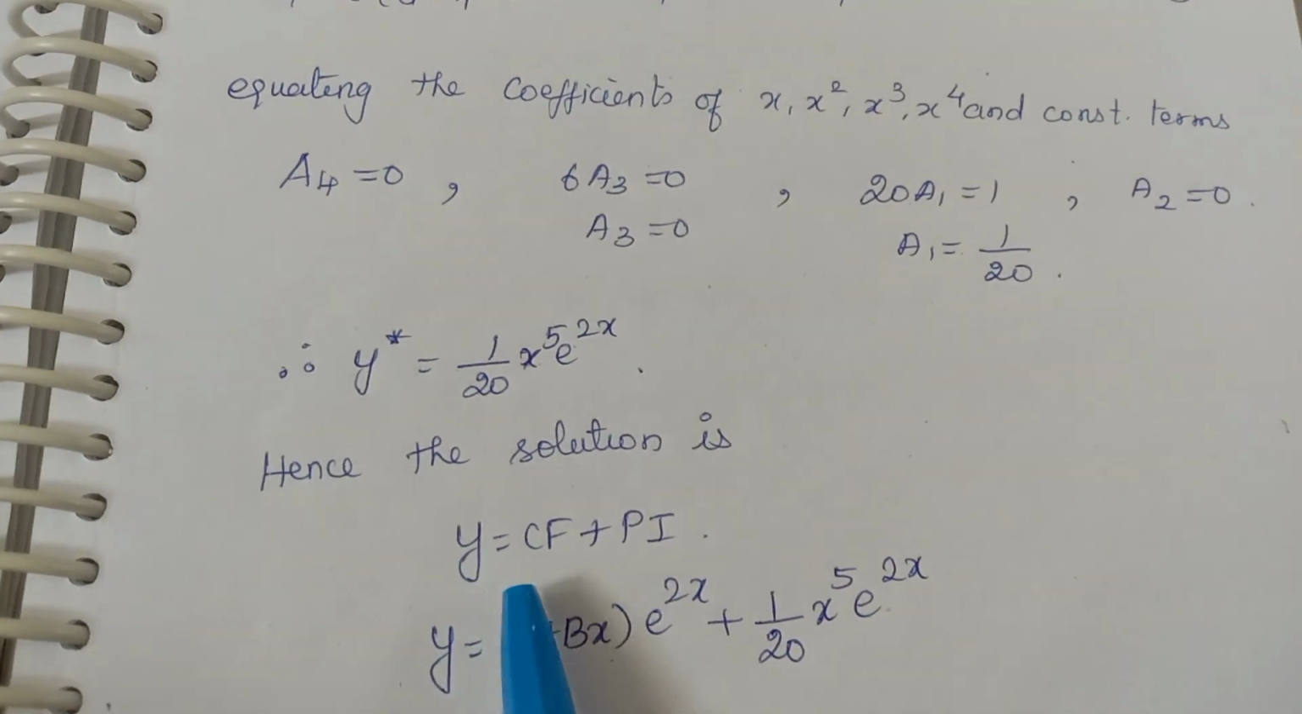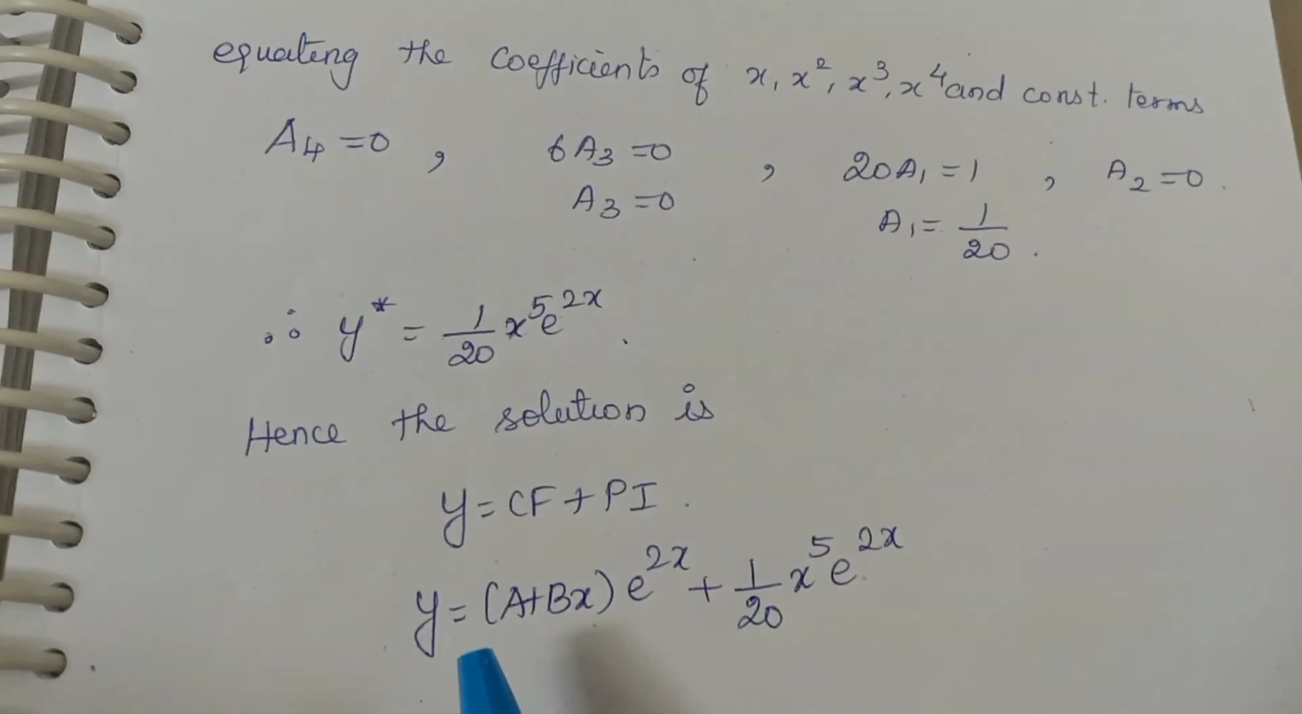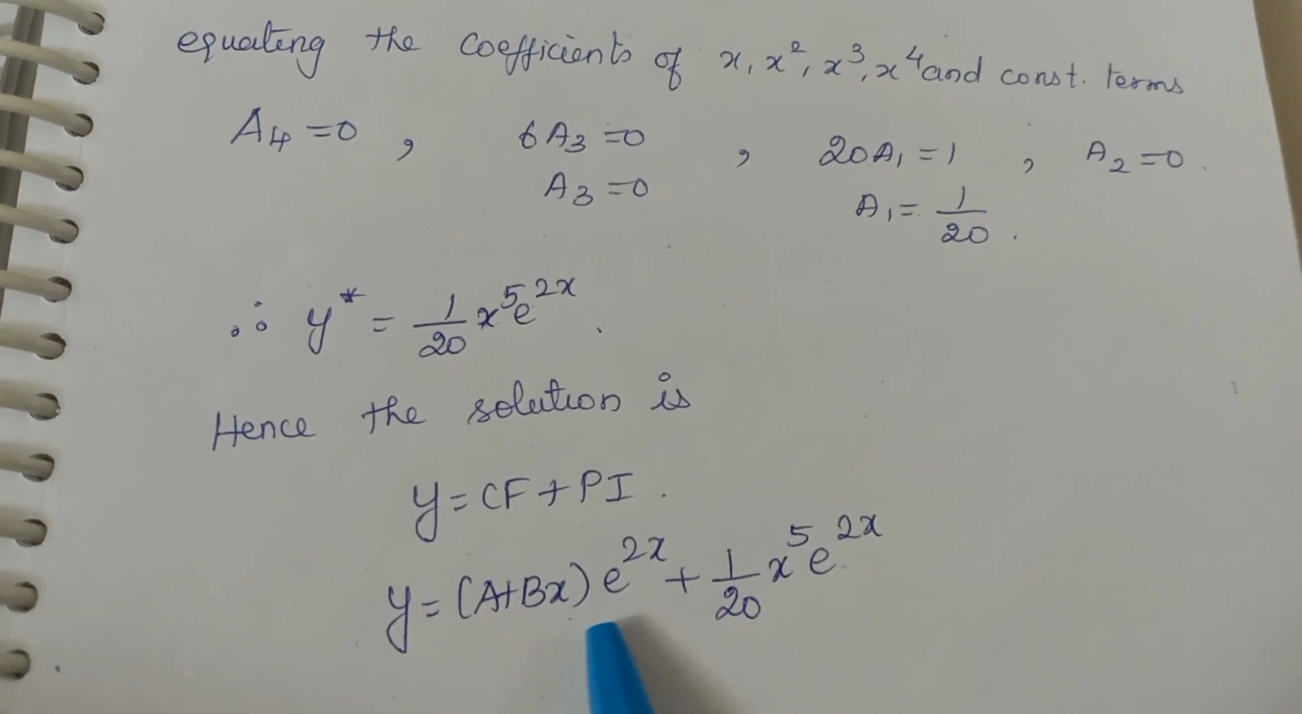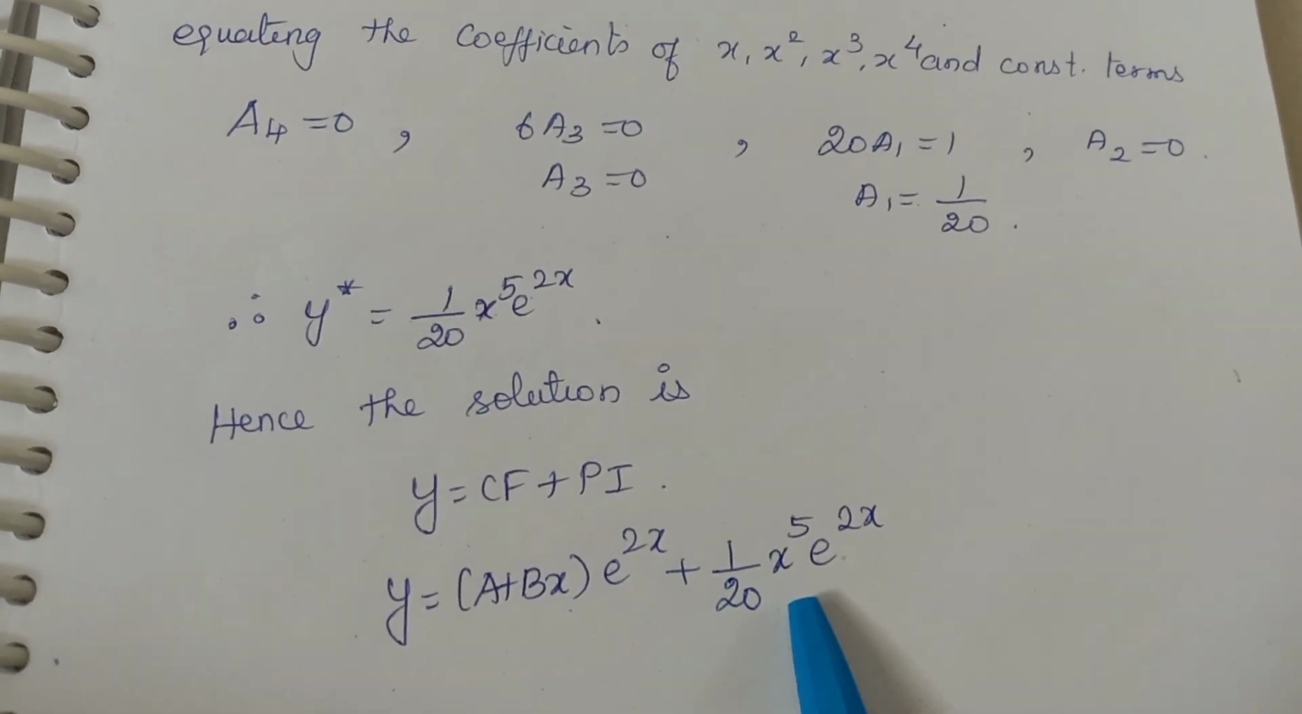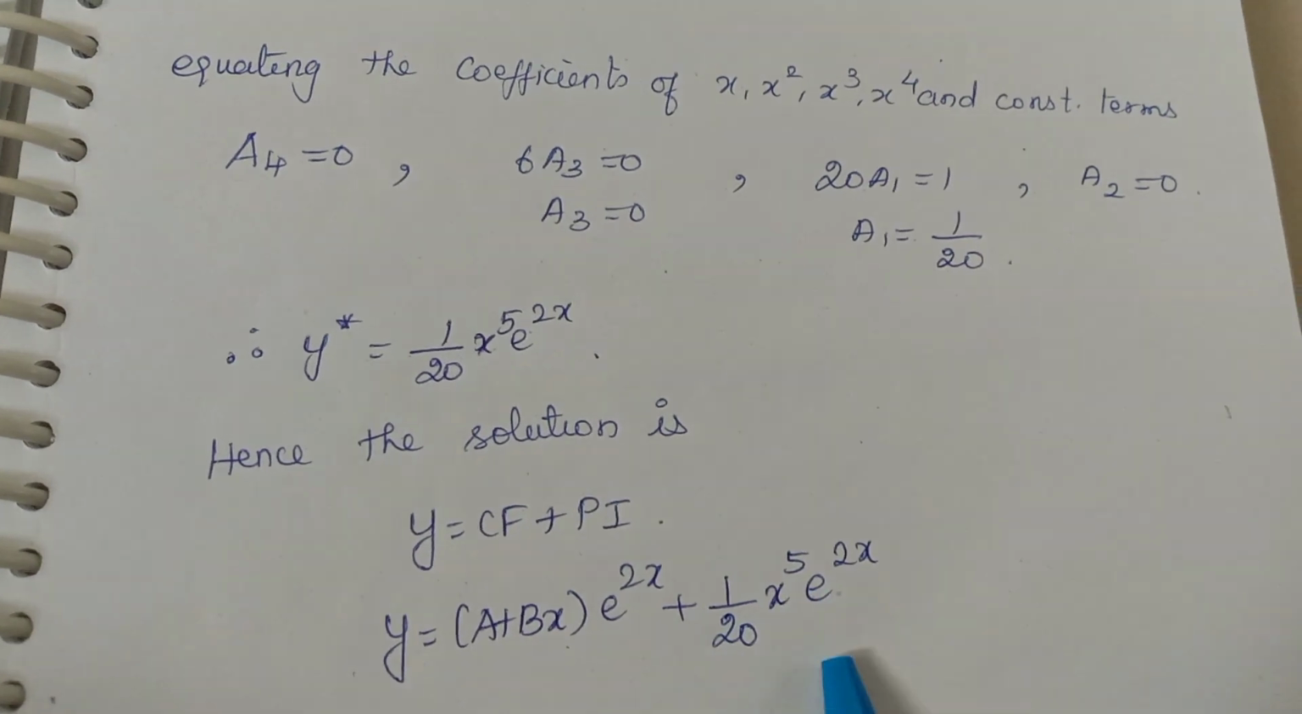And the general solution is complementary function plus particular integral. So, y equal to a plus bx e power 2x plus 1 by 20 x power 5 e power 2x. That's all. Thank you.